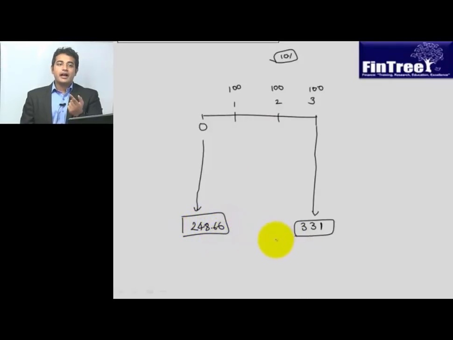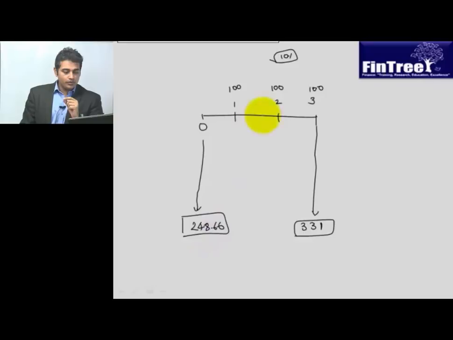248.66. Let me ask you a question in a different way now. If I take a loan of 248.66 today, the interest rate is 10% per annum, and I'm going to pay it back in 3 installments, what would be my installment? Karke dekho. Put 248.66 as your present value. Please do not forget to second clear TVM.